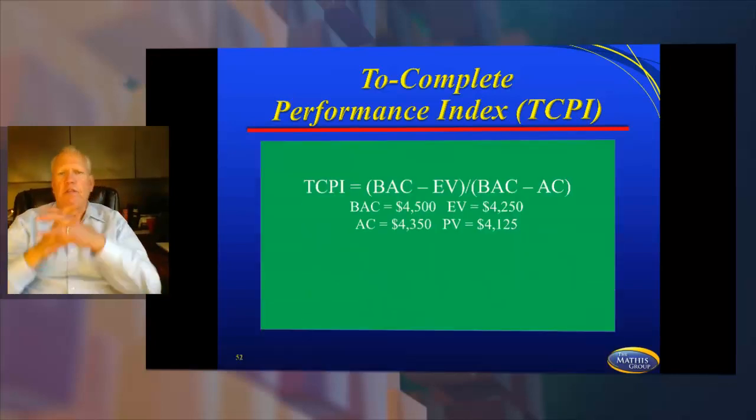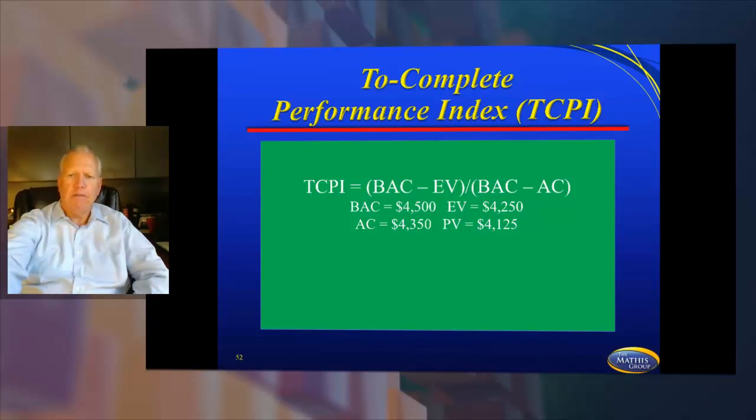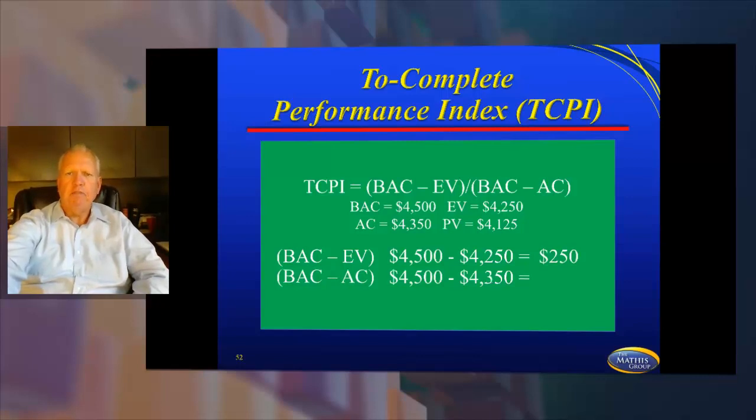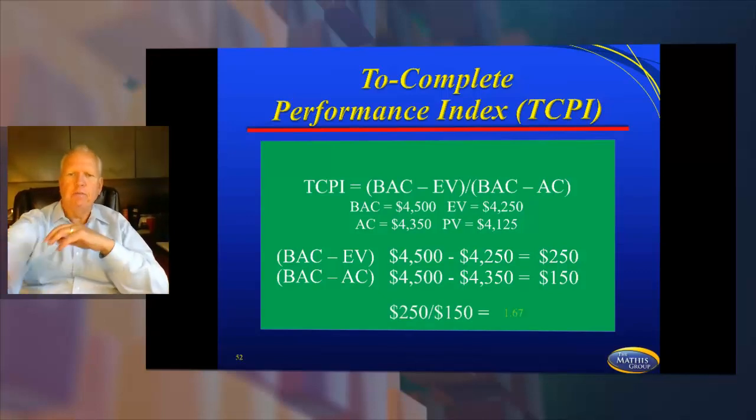So take your TCPI, and let's take the project with a BAC of 4,500, an earned value of 4,250, an actual cost of 4,350, and a planned value of 4,125. All right, so let's calculate it here. BAC minus earned value is 4,500 minus 4,250, which is a positive 250. BAC minus actual cost is 4,500 minus 4,350, which is a positive 150. So now we're going to take the 250 and divide it by the 150, and that's going to give us a 1.67.